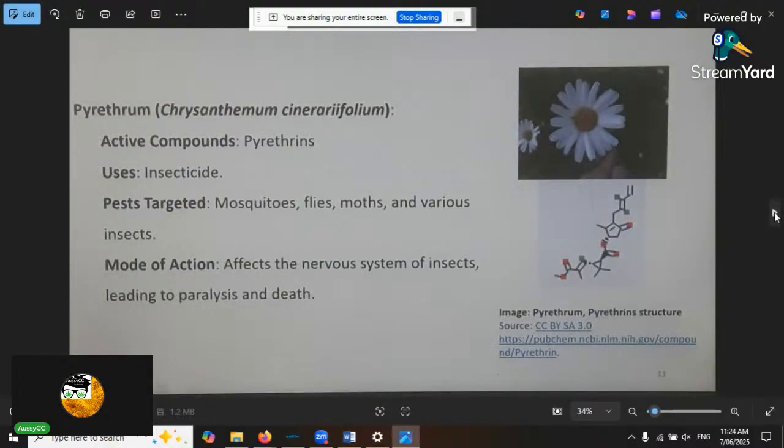Pyrethrum. They make a synthetic version too. Be careful at the shops if you think it's pyrethrum. It's probably not from chrysanthemum. It might be a synthetic version, which is bad. It takes ages to break down. This one breaks down really fast because it's natural.